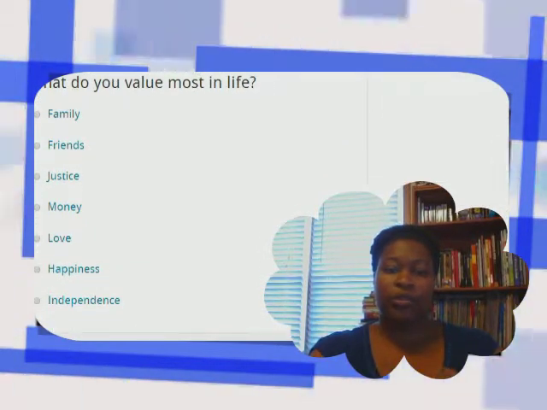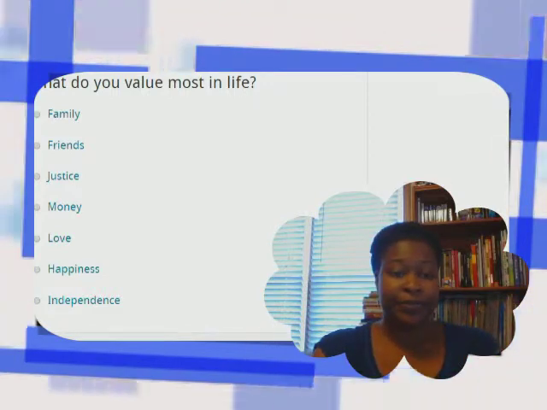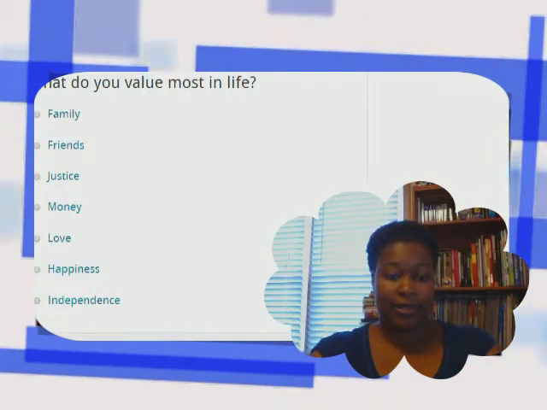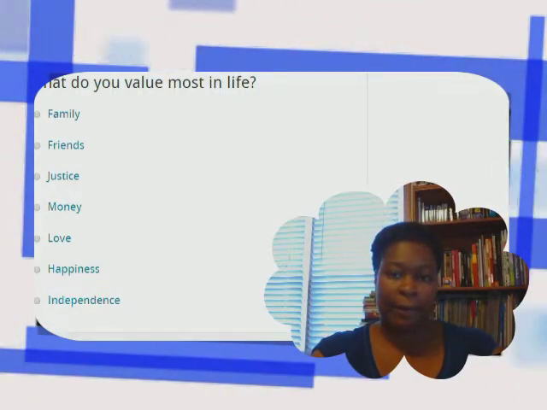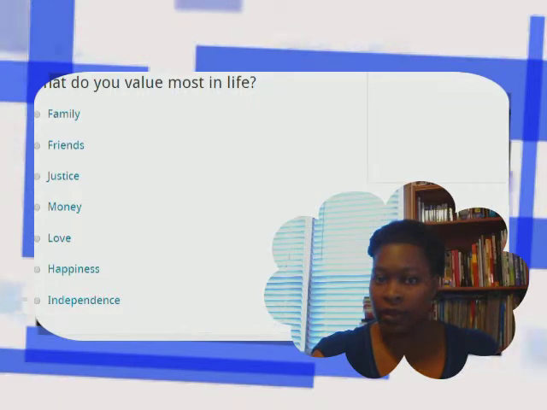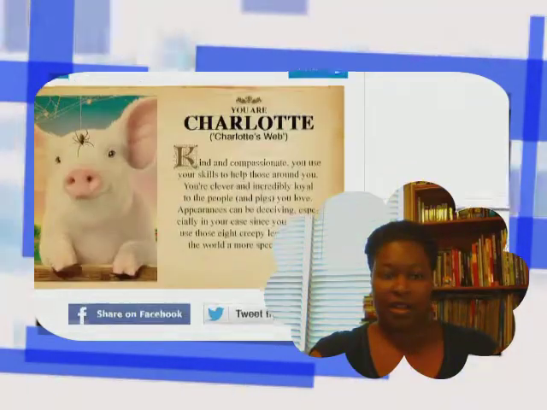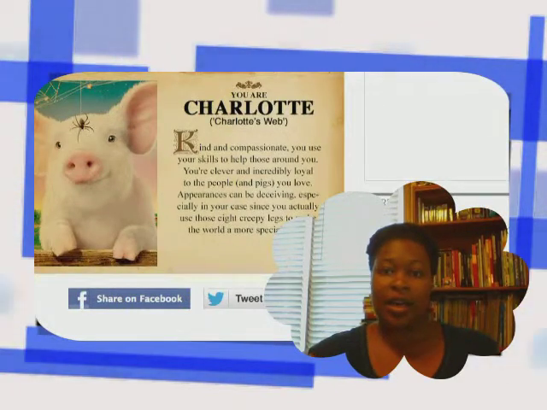What do you value most in life? Well, this one should be easy, but let's see. Family, friends, justice, money, love, happiness, independence. This is actually kind of tricky because you could value more than one of these, but if you had to choose between all of them, which one would you want to be stuck with? So let's see. Okay, dun da da da!